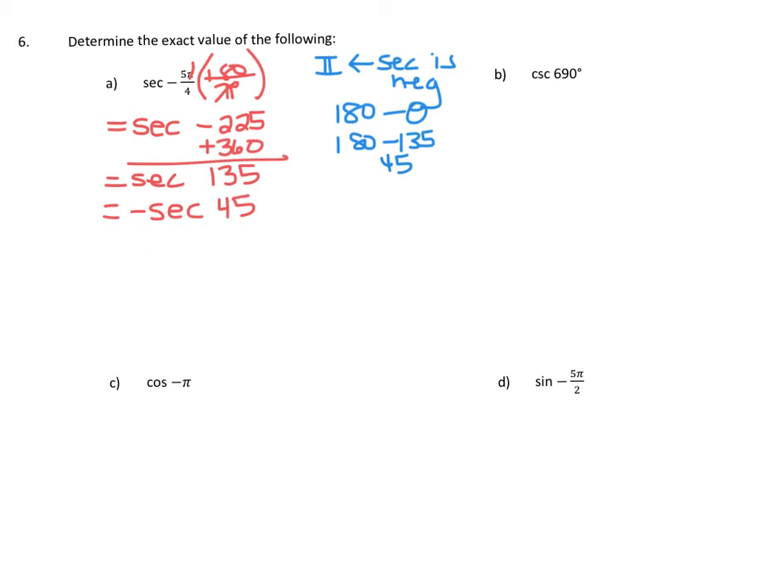Okay, now what I'm going to do is bring down my negative sign. I'm going to bring down the equal sign. I'm going to bring down the negative. And secant is the reciprocal of cosine. Since cosine of 45 is radical 2 over 2, I'm going to take that and flip it upside down. So I'll have 2 over radical 2. All right, we don't want to leave our answer with a radical in the denominator, so I'm going to rationalize it. I'm going to multiply the top and bottom by radical 2.